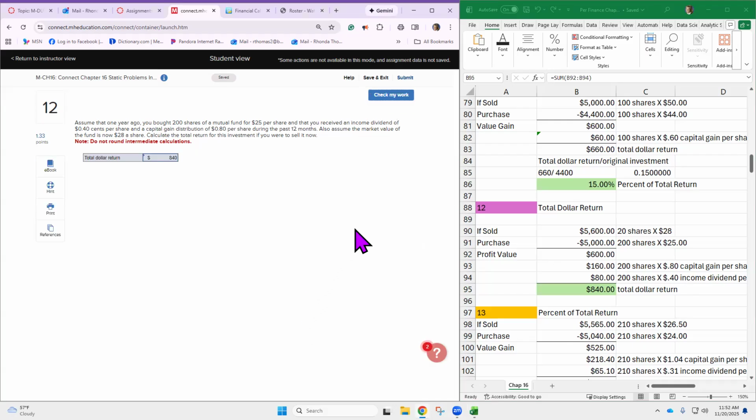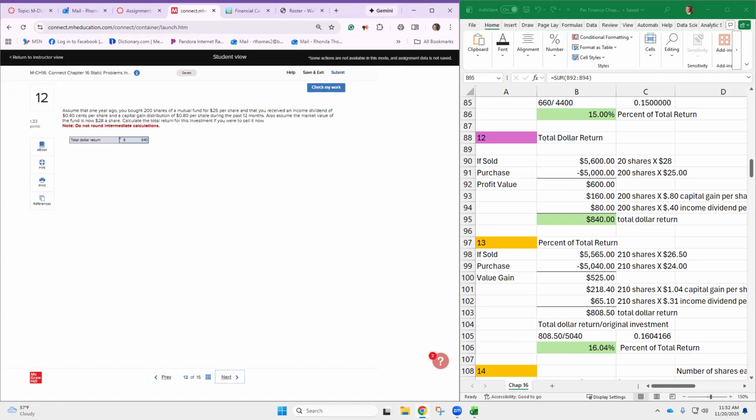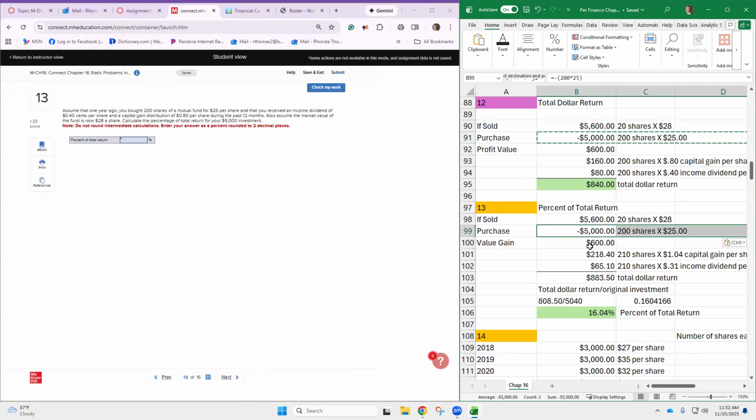Now 13, I think, is a continuation of what we just did. Because now they want to know, what's the percent of total return? So I'm basically just going to copy and paste this down there so we can make this happen. And then these are put in.